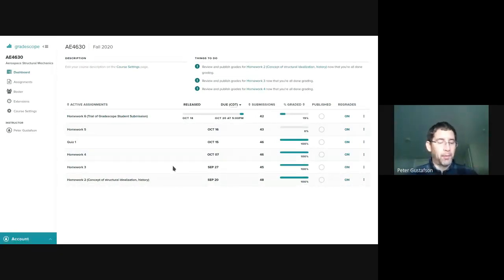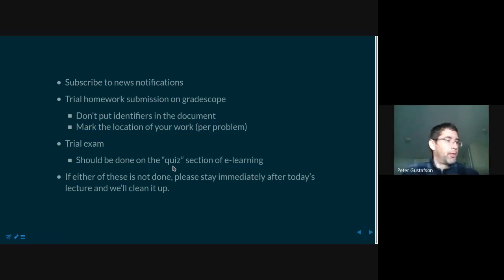Now, you might ask, why am I doing this? This is different than probably you've seen before. The answer is, well, there's a number of good reasons why I want to try this tool. First, I did get the question, why this instead of e-learning? So e-learning has a relatively rudimentary and not terribly useful rubric feature. Now, do you guys know what a rubric is?